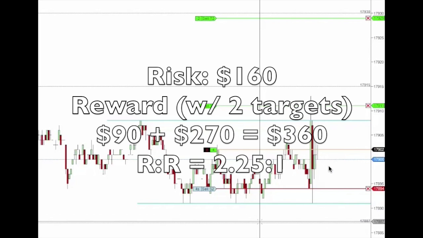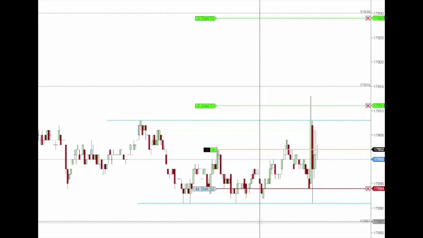Basically, when I'm entering this trade, I have something of a 2-to-1 risk ratio. In other words, I'm risking 8 points to get this much. Since it's split targets, I'll probably put this in the middle here. So that's my risk, that's my reward. You can see it's easily about 2-to-1.